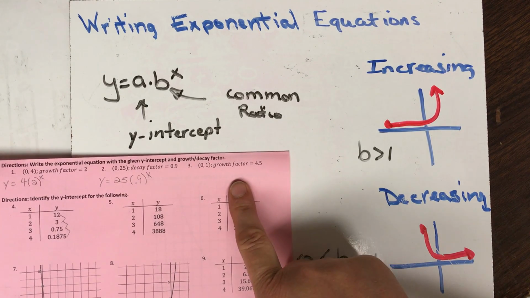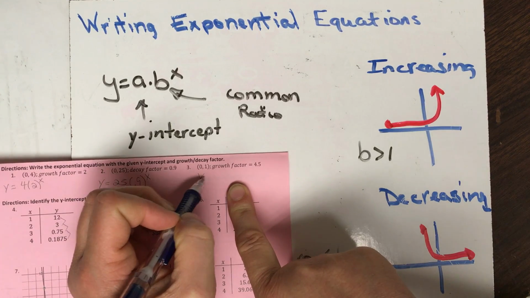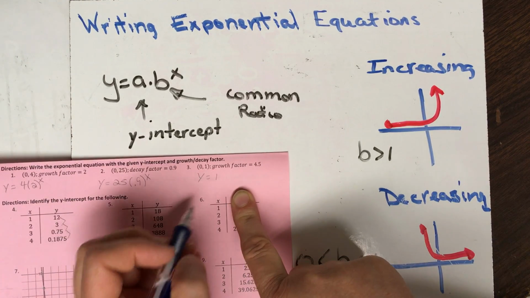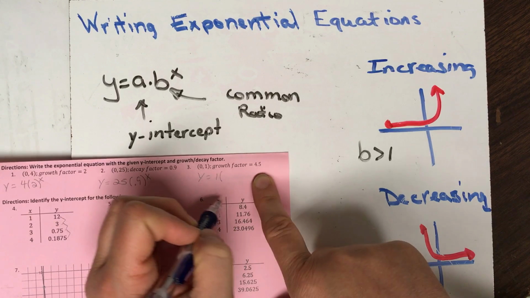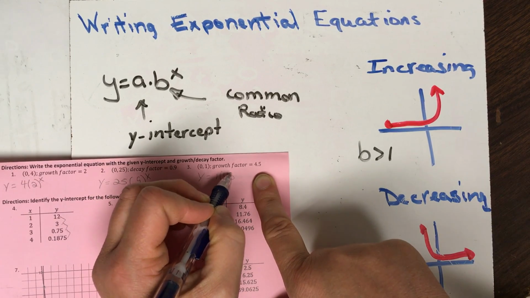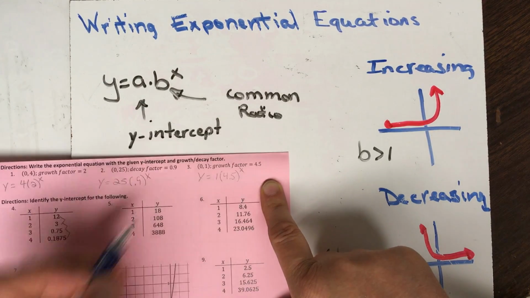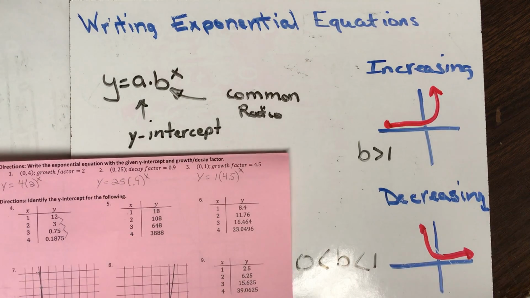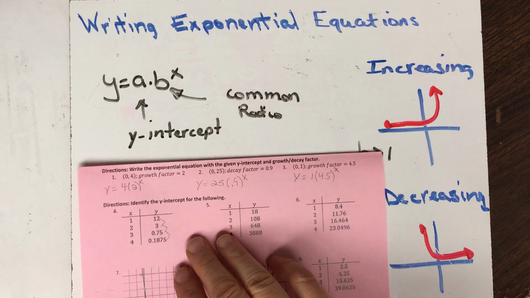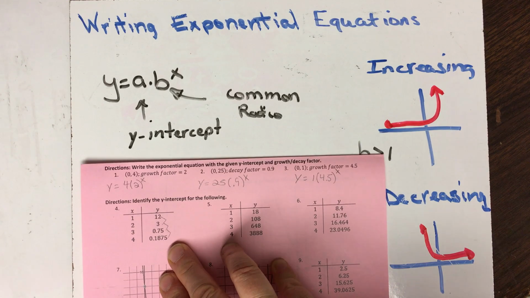And then the third one we had was a y-intercept of 1 and a growth factor, so we're getting larger, of 4.5. So this is how we would write them in this section. All right, let's take a look at it when they give us a t-chart.